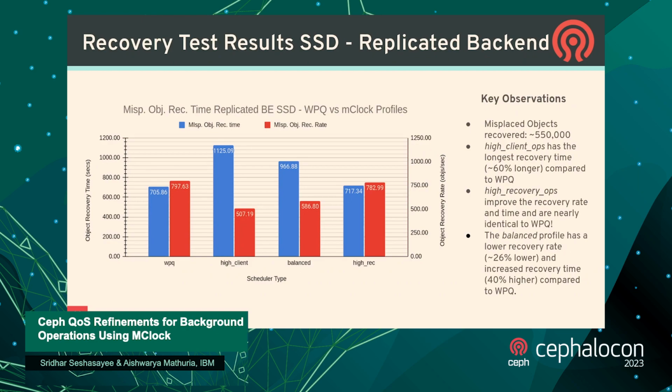Similar tests were performed with SSDs as well, and we see similar kinds of results. With WPQ, we got around 700 seconds to recover about 550,000 objects. With high client, it took the longest time, followed by balanced and high recovery. And the interesting thing is the recovery times for high recovery and WPQ are almost comparable.